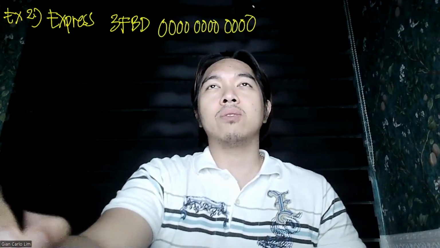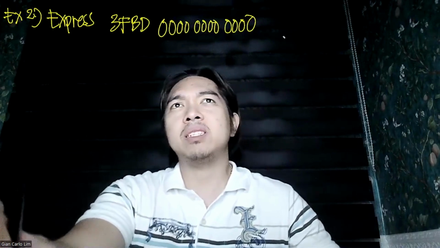So, how many zeros? 1, 2, 3, 4, 5, 6, 7, 8. Oh, a lot of zeros in here. 5, 6, 7, 8, 9, 10, 11, 12. Okay, 12. 1, 2, 3, 4, 5, 6, 7, 8, 9, 10, 11, 12. Okay, 12. Let me see if that's correct.